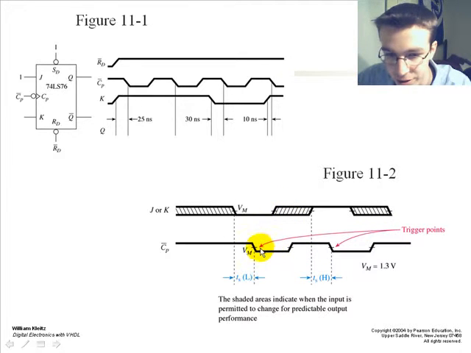You got your trigger points as your VMs at roughly 1.3 volts. And the shaded areas indicate when the input is permitted to change for predictable output performance.